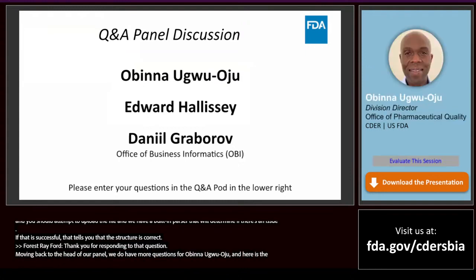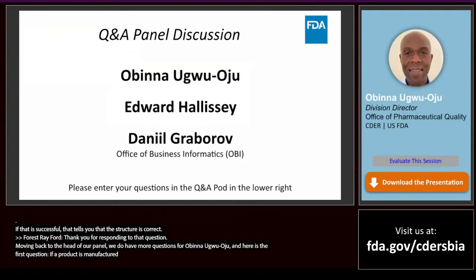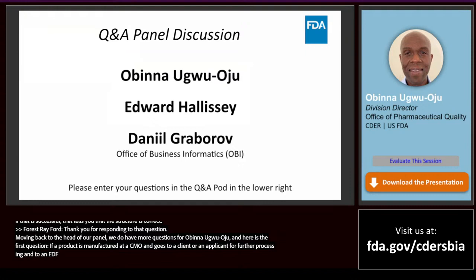If a product is manufactured at a CMO and goes to a client or an applicant for further processing into an FDF and packaging, what does the CMO report?